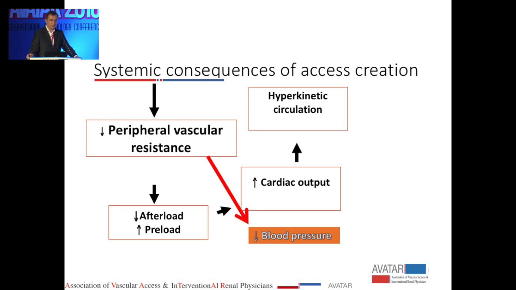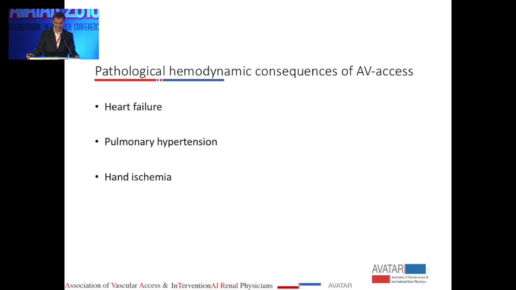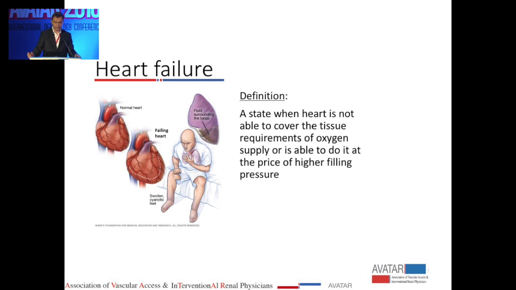The systemic consequences of access creation are as follows. The access creation leads to a decrease of peripheral or even systemic vascular resistance. That means a decrease of afterload and an increase of preload, which drive the increase of cardiac output and the development of hyperkinetic circulation. It's like jogging, but all 24 hours per day, sorry. The pathological consequences include heart failure, pulmonary hypertension, and hand ischemia.